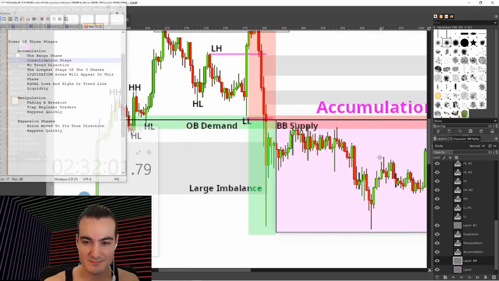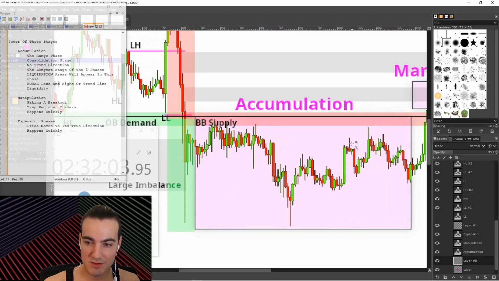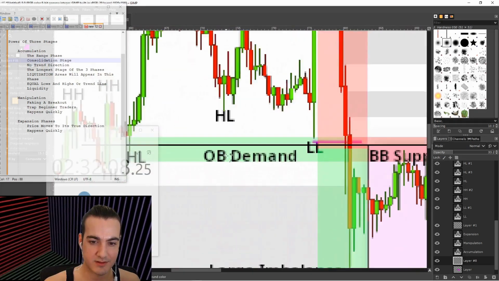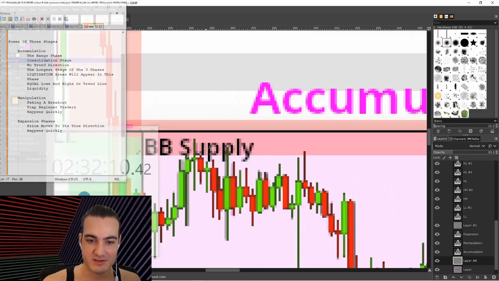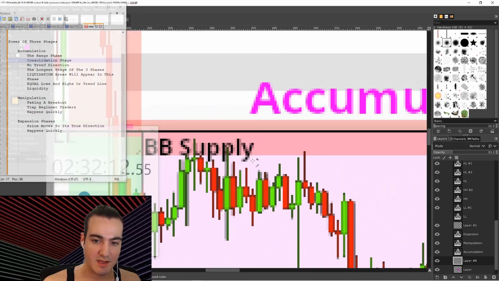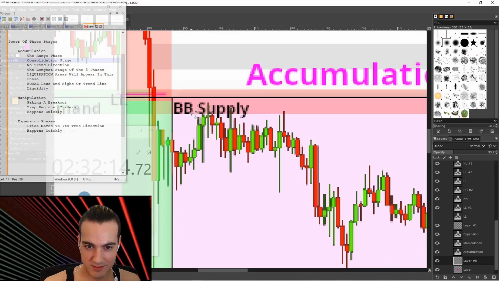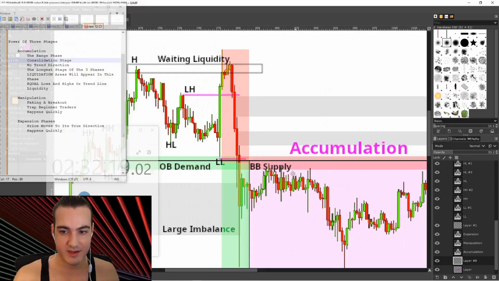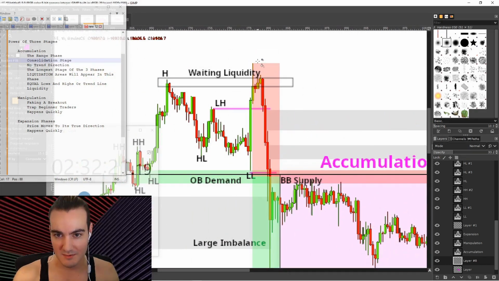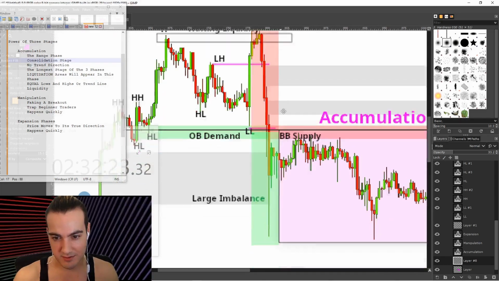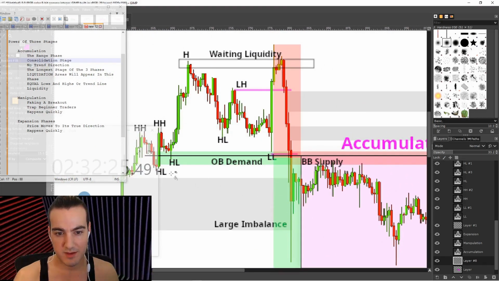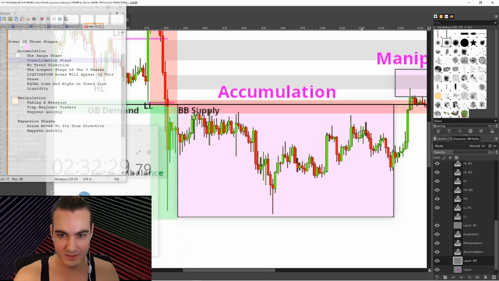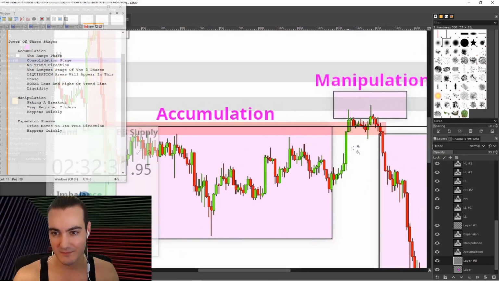I don't know what's waiting over here, but at any rate, we enter the accumulation phase, and our demand order block switches into a supply breaker block, which becomes the resistance. And if you plot out the EQ line at the 50% level from the high here to the low down here, it actually lines up perfectly. So we have that playing out.